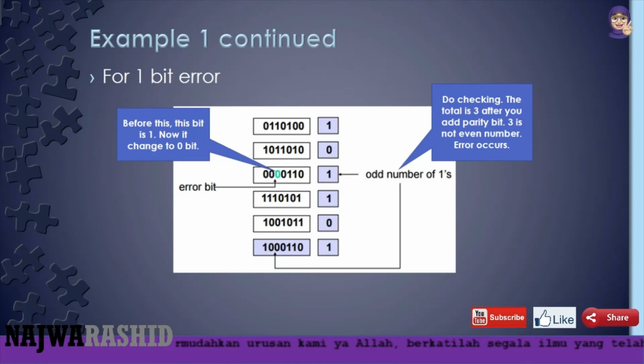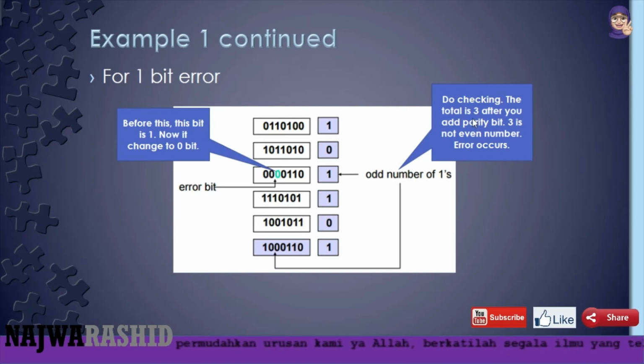So, continuing from the previous one, for 1-bit error, when you transmit all the 5 packets and there is a 1-bit error, before this the bit is 1, so now it changed to 0. We change the data to 0, so we can detect there is an error here.